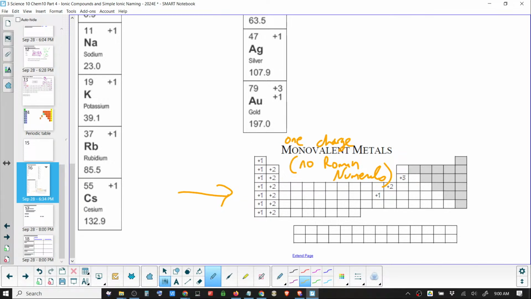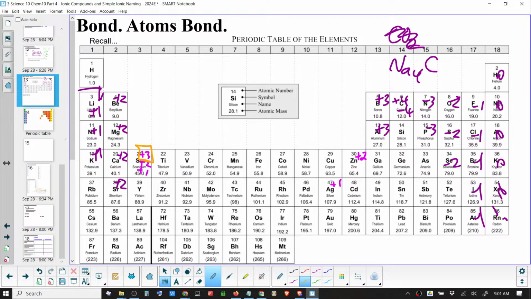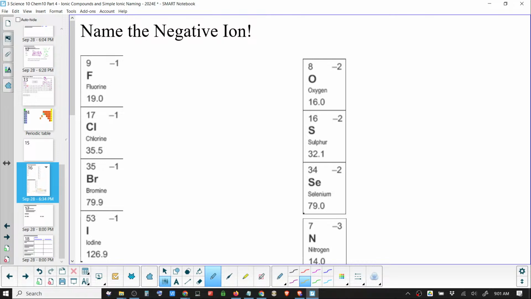We haven't even done Roman numerals as part of naming. We're going to do that next. But I've got a reference there for you to help that particular process. So we have the charges we know about, and we need to be able to name them.